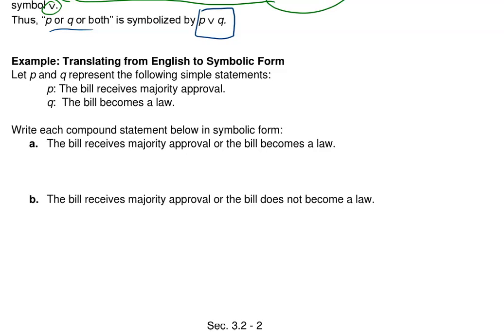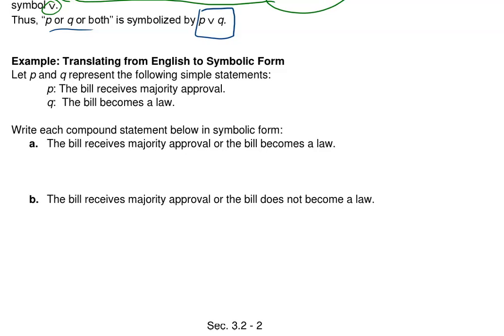So a bill that the House of Representatives, like just recently, the House of Representatives passed a spending bill to avoid the government shutdown, right? So that's the kind of bill we're talking about here. The bill receives majority approval. That's statement Q. Sorry, I said the wrong letter. That's statement P. Statement Q is the bill becomes a law.